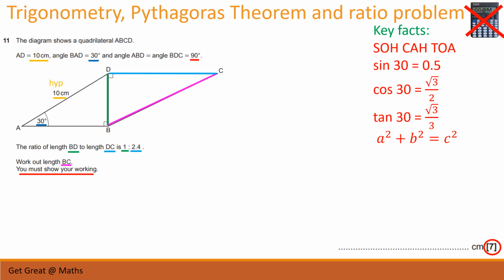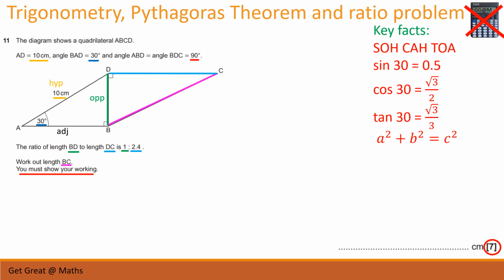So to start with, we're going to look at the triangle ADB. And on this triangle, the hypotenuse is the longest length, which is from A to D because it is opposite the right angle at B. The opposite is the green side because it is opposite the angle 30 degrees, which means my other side is the adjacent. So I'm using the hypotenuse and the opposite.